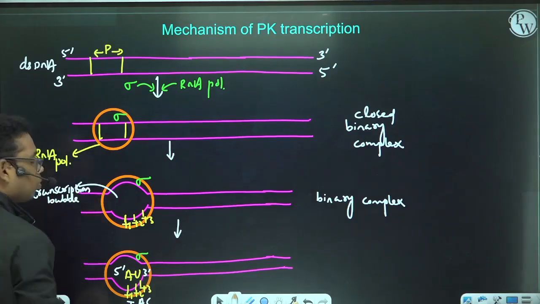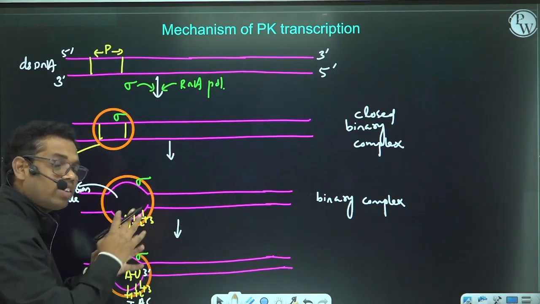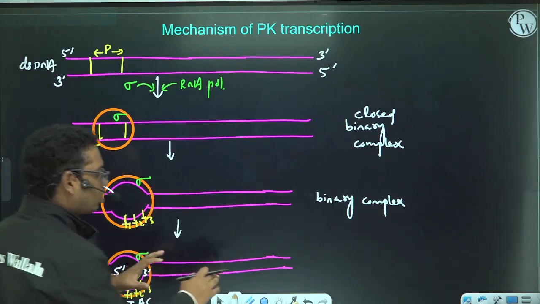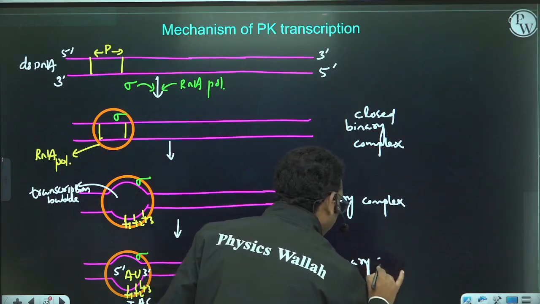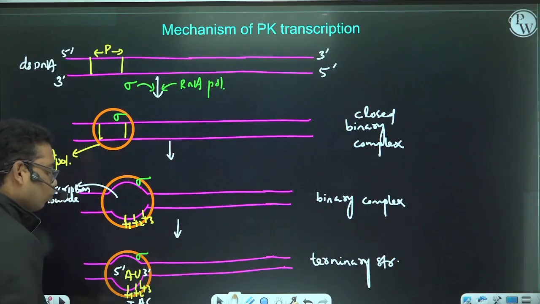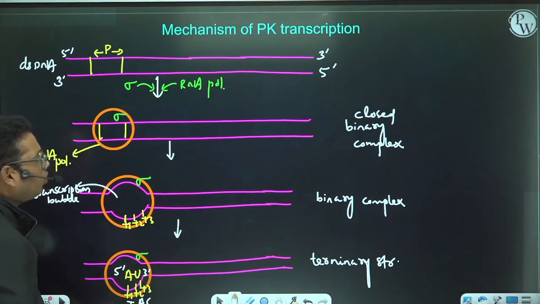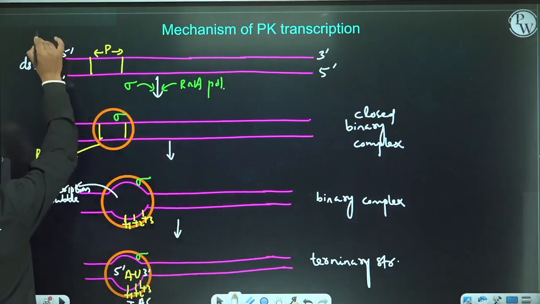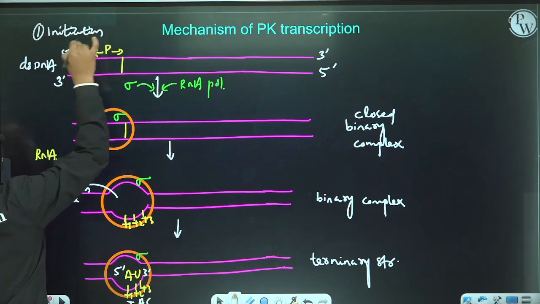What do you call that as? Transcription bubble. In case of replication, the unwinding of DNA forms the Y-shaped structure that is called as replication fork. Here, the structure is called as transcription bubble. And this structure is called as ternary structure. Why? Because there are three components. Ternary structure: RNA polymerase plus sigma factor 1, DNA 2, ribonucleotide 3. So 3 components are there. So this is ternary structure. This is called as initiation of what? Initiation of transcription.